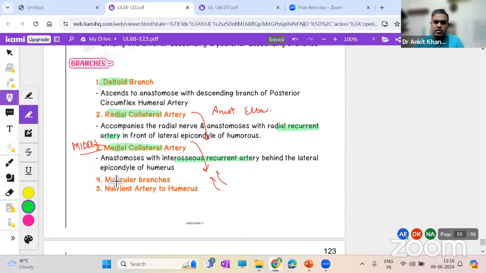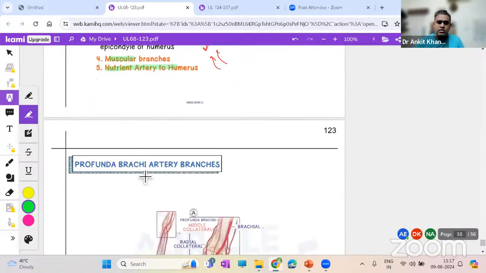Then for the artery, we see muscular branches and also a nutrient artery to the humerus. Why? Because this artery is close to the bone. Okay, this artery is close to the bone, and therefore it gives a nutrient artery to the humerus.